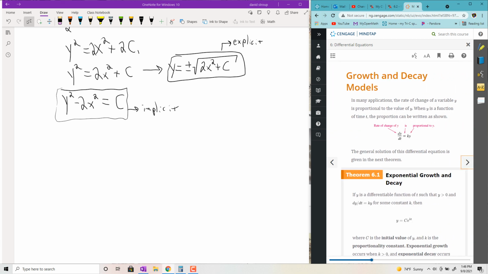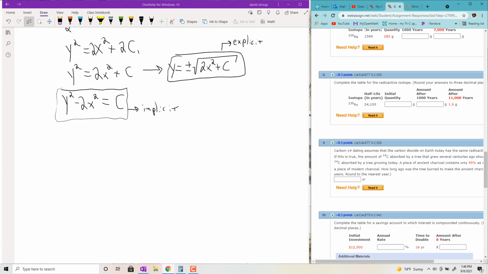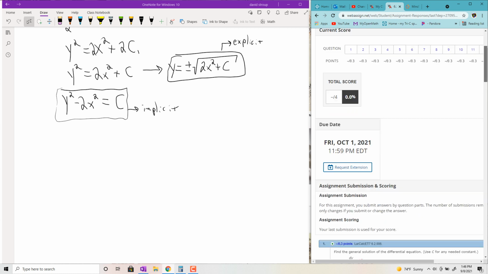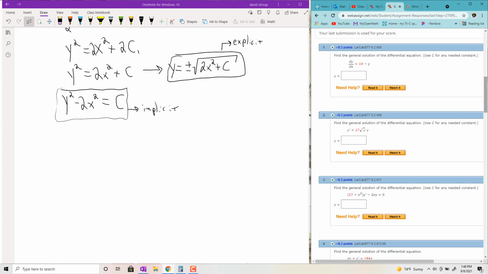Let's do, do they have any more examples? No. Let's take another example, maybe from the homework here, and see how that goes. So let's try number 2. We have y prime equals 17 square root of x times y. So again, I'm going to do what they call separation of variables.